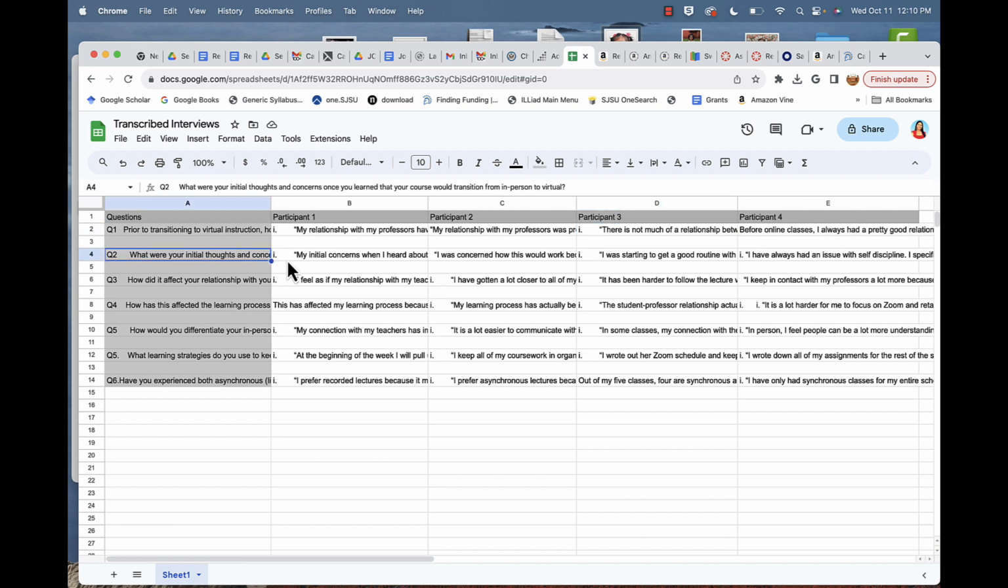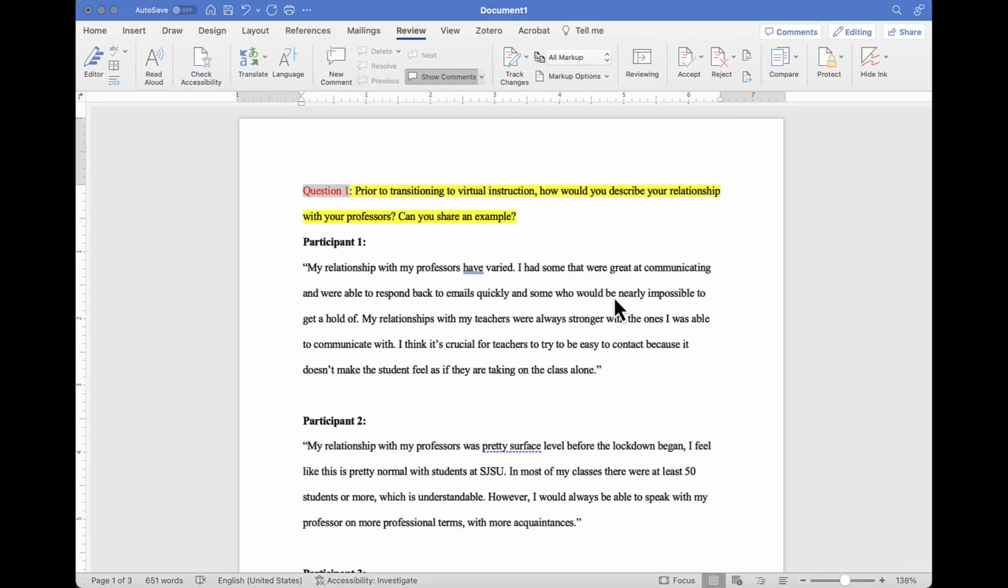Similarly, the answer for question 2 is right here. The reason I have organized my data in such a way, especially putting answers next to each other, is to ensure and to help me compare and contrast the answers. A second way in which you can organize your data is in a Word document.